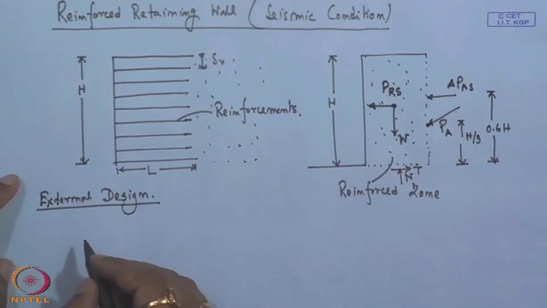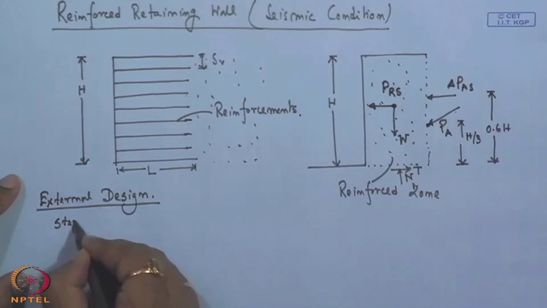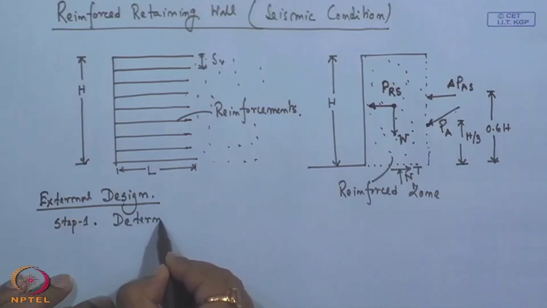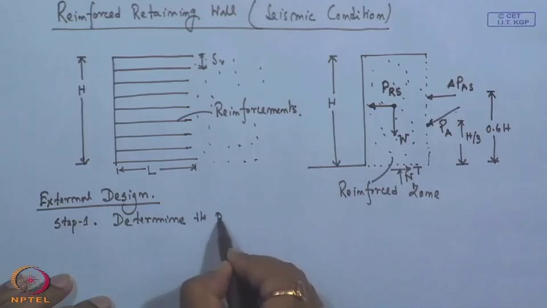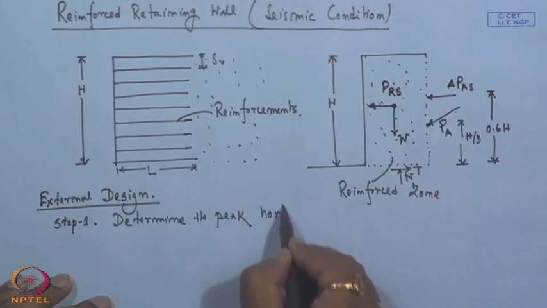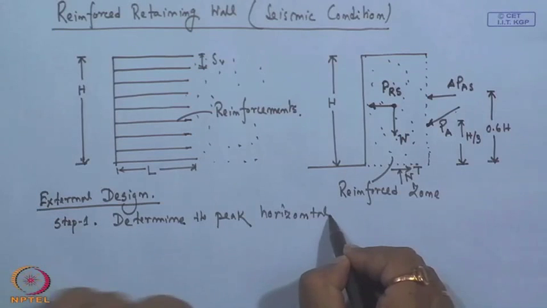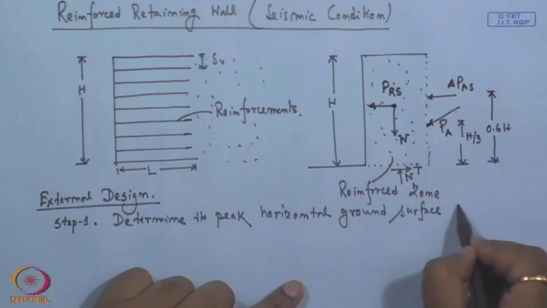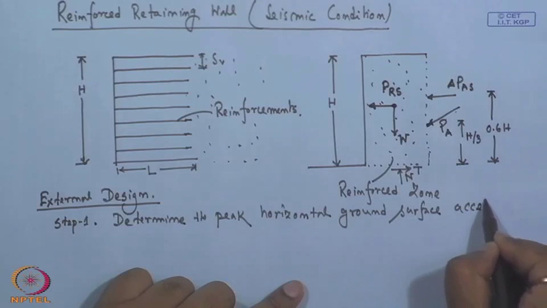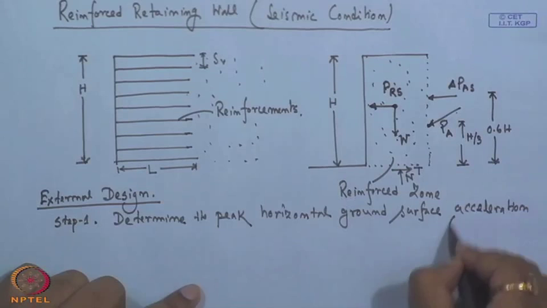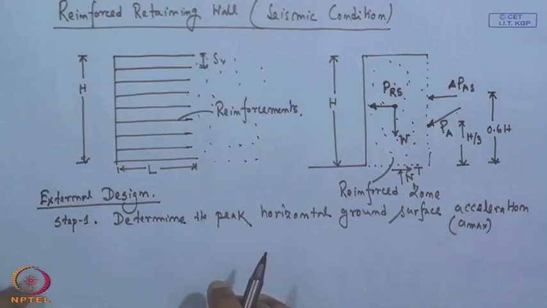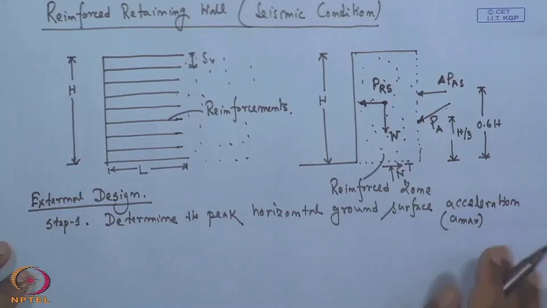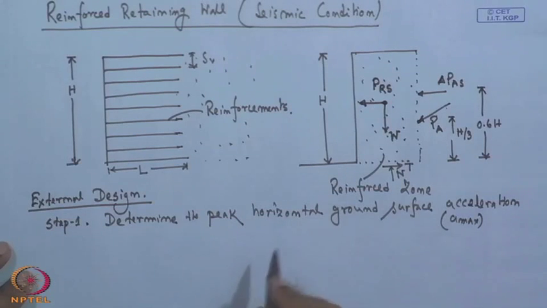For the external design, step one: determine the peak horizontal ground surface acceleration, that is A max. During the design, you have to determine the peak horizontal ground surface acceleration for a particular earthquake or zone. So, A max will be determined first. That value you have to determine.